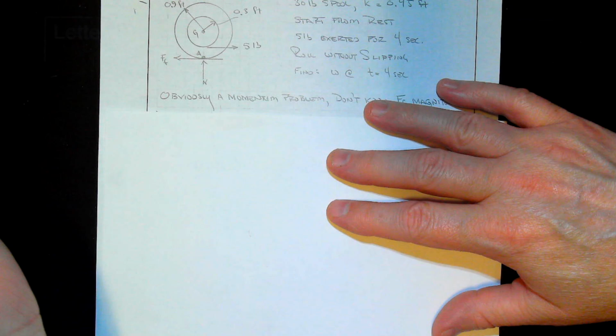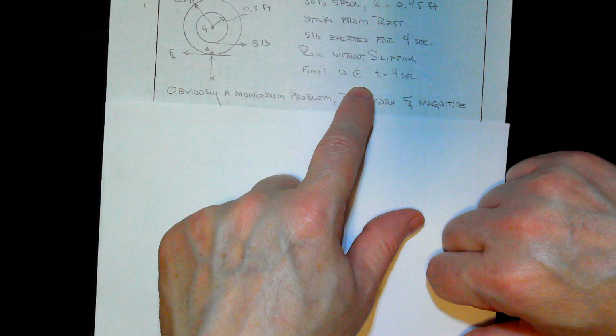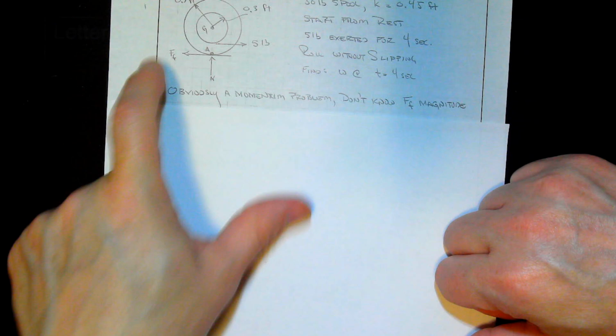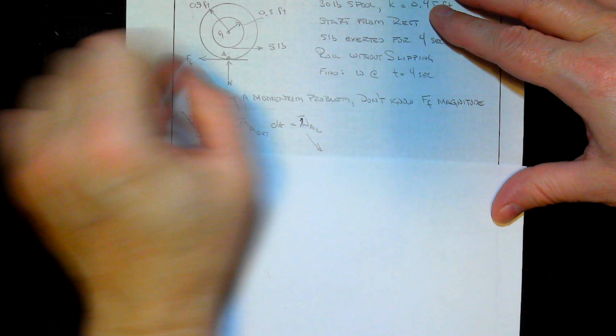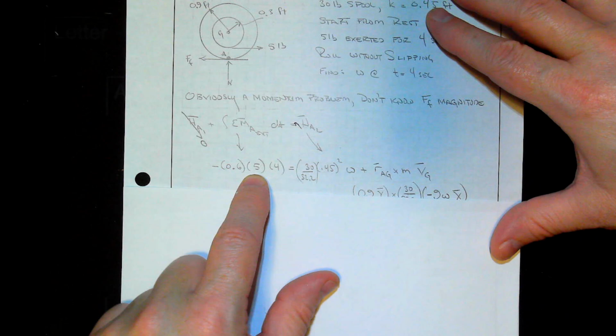All right, then the outer part here is the wheel, and so it's called a spool, so that's certainly spooling there. So the spool is 30 pounds with a radius of gyration. Okay, starts from rest. Here's 5 pounds being exerted to put tension on the rope coming off the spool, and that happens for 4 seconds. So we have roll without slipping. Here we're rolling at A, and so the question is find angular velocity of this device at 4 seconds. So we have speed and time. It looks like momentum. All right.